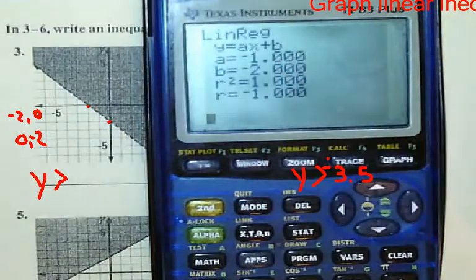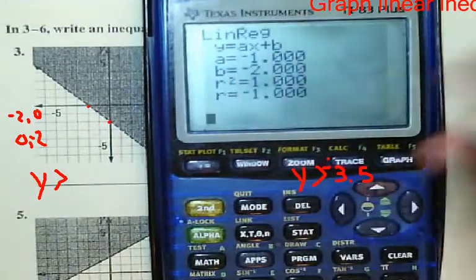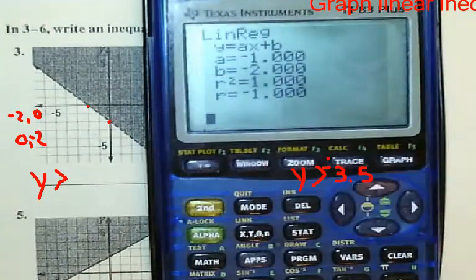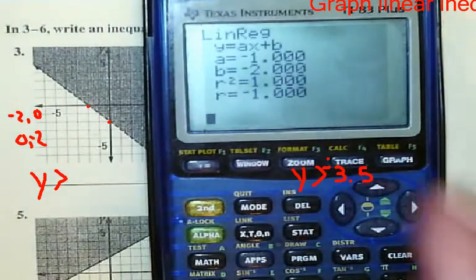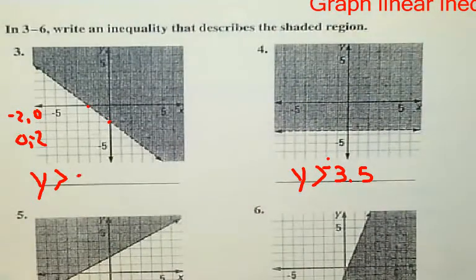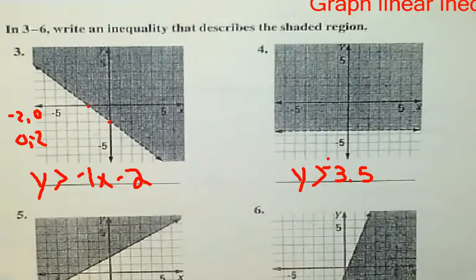I wish it said mx plus b. That would make me so happy, but it says ax plus b. So a is the slope and b is the intercept. So that's -1x plus -2. Yep, -1x minus 2. That's the equation of that line. Dotted line, all the numbers greater than. We did it!